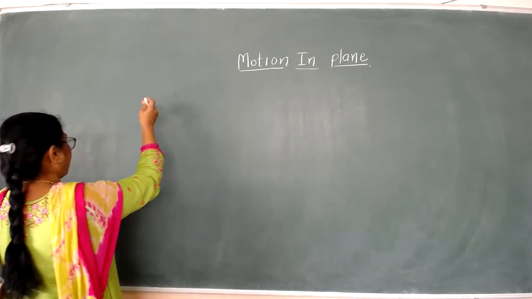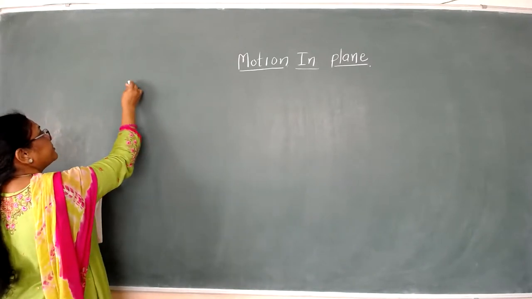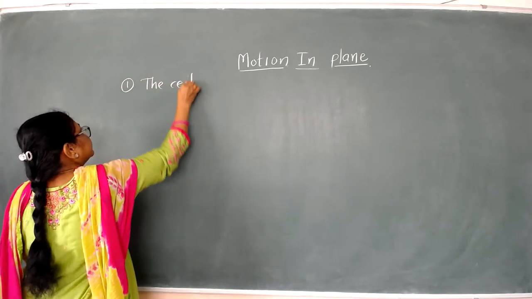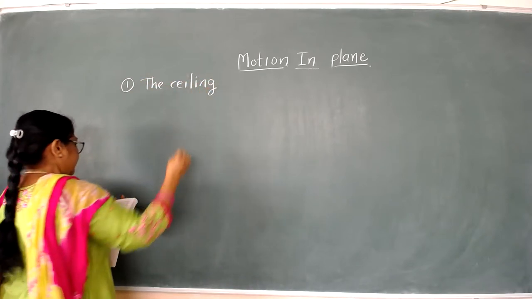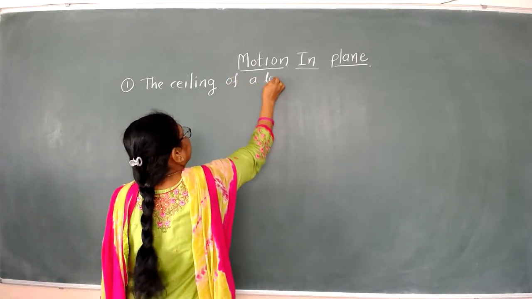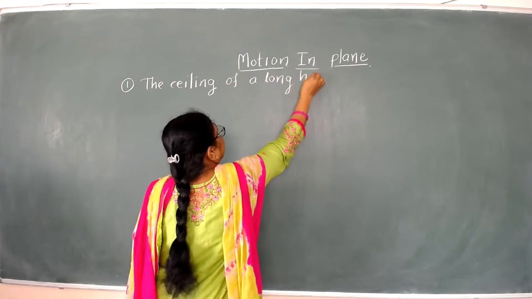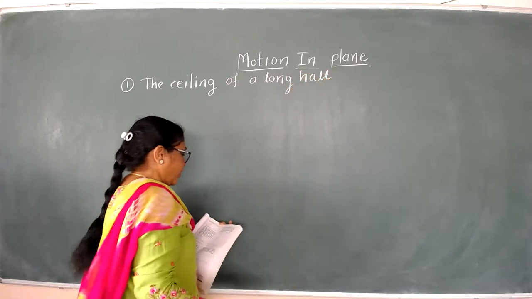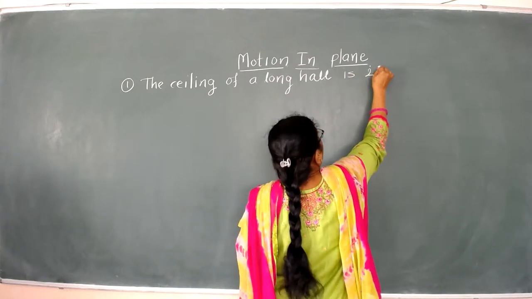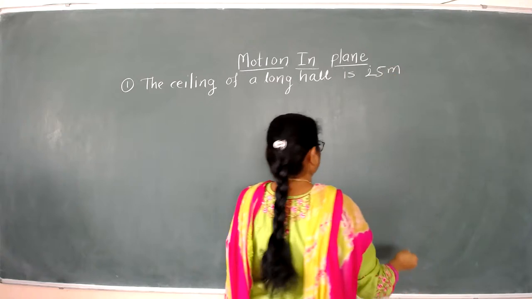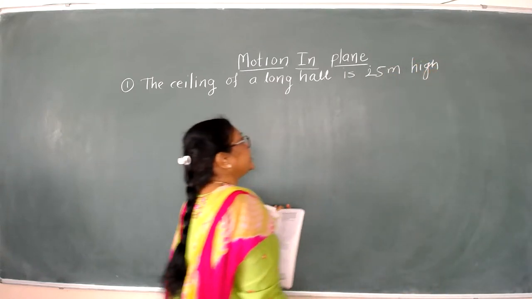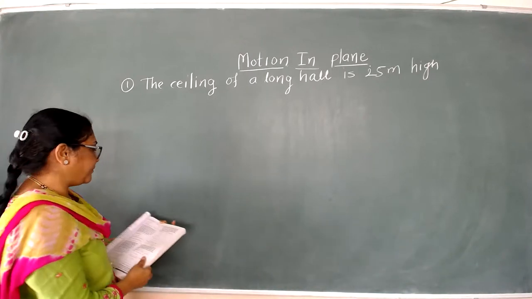The ceiling of a long hall. The next question in this chapter. The ceiling of a long hall is 25 meter high. The height is given, that is 25 meter.